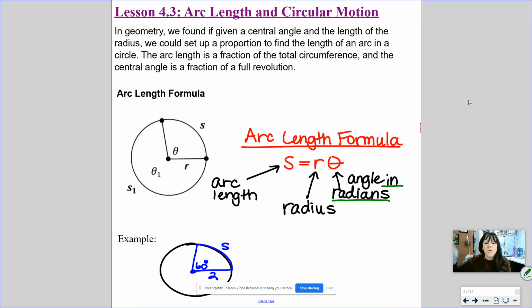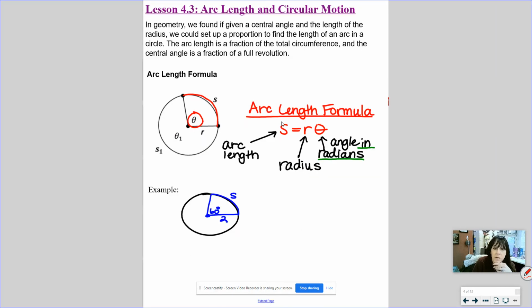So for this first example, I'm giving you a formula called arc length. The arc length formula states that if you want to find the length of a segment around a circle, so the arc is like from here to here, you take the radius of that circle and multiply by the angle right here, but it has to be in radians. It has to be in radians.